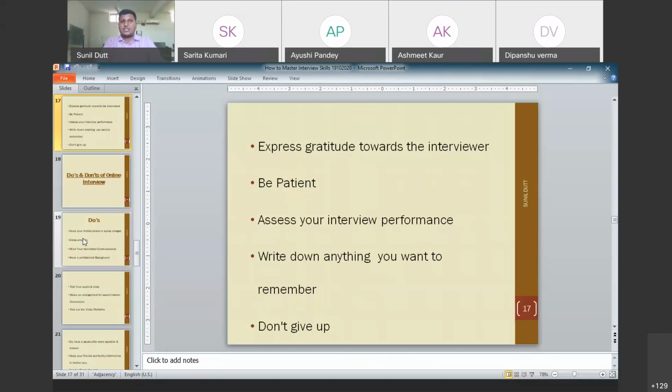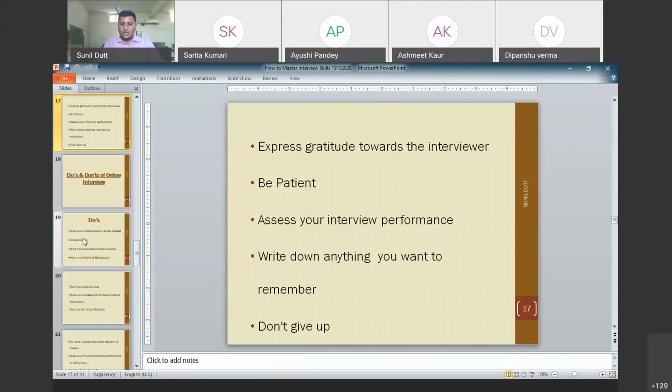Then, about being patient, you need to give them time, at least two to three days, to think it over, because there are so many candidates, they might take a week as well. You need to remind them, asking by call or through email after a week or so only, not exactly after one or two days.